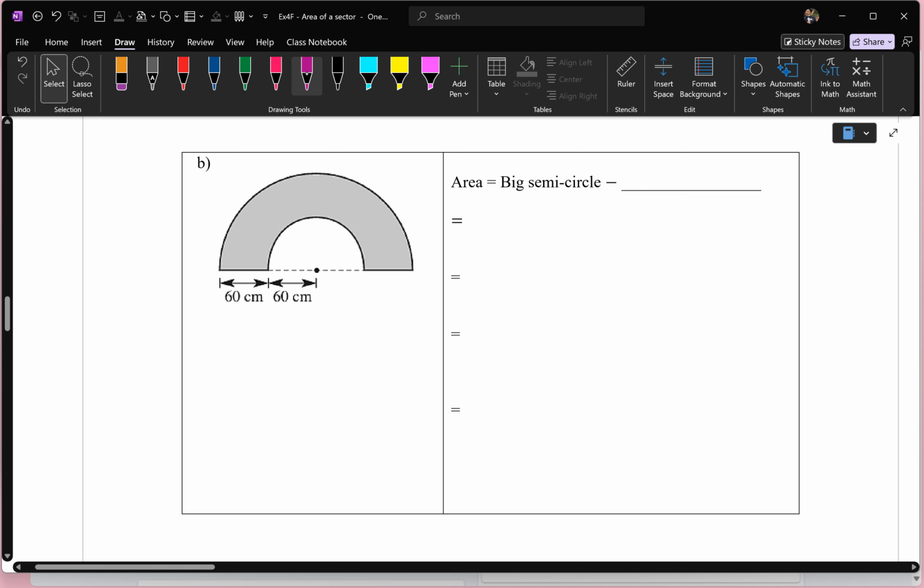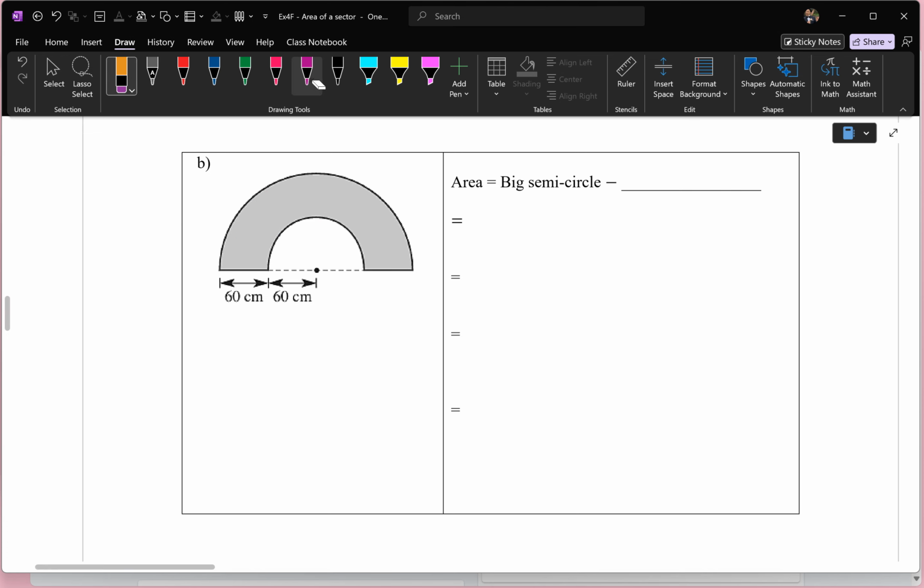All right, let's do the next one, and this is the last example here for today. Let's have a look here. You've now got this region. This is the area I want. Can you problem solve this? Now, I already put a hint here. I said big semicircle, which means this one. This is a big half circle.